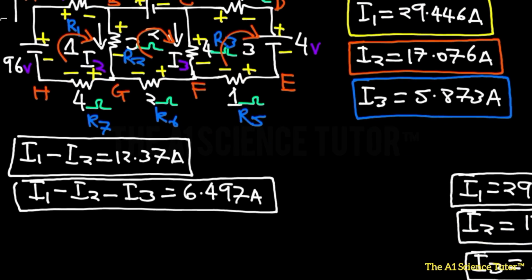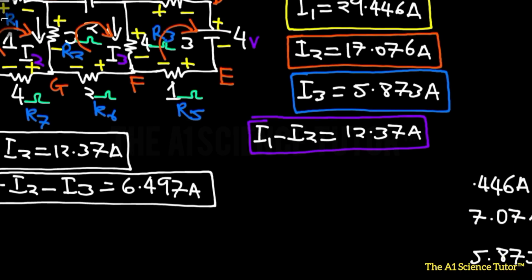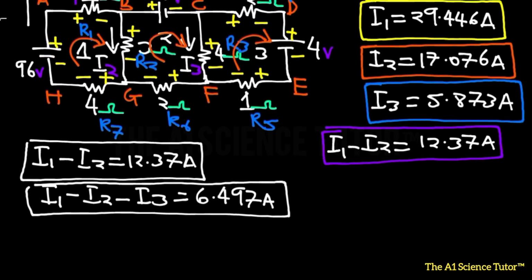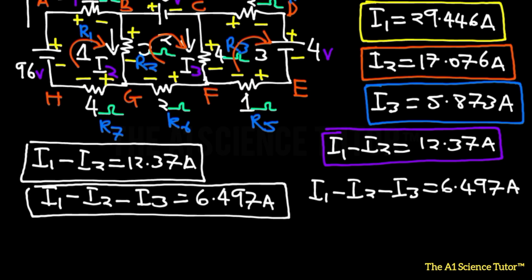Now what is I1 minus I2? So we already got those ones here. Well, I'm just going to shift it. This is 12.37. Now I1 minus I2 minus I3, that is 6.497 amps.